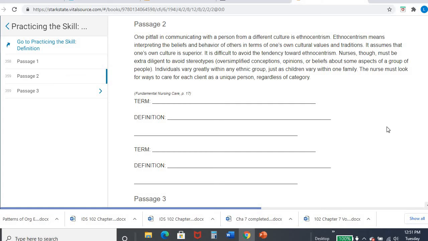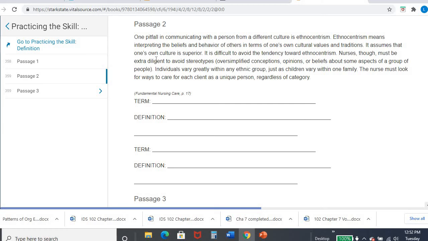Let's go ahead. One pitfall in communicating with a person from a different culture is ethnocentrism. Ethnocentrism means interpreting the beliefs and behavior of others in terms of one's own cultural values and traditions. It assumes that one's own culture is superior. It is difficult to avoid the tendency toward ethnocentrism. Nurses, though, must be extra diligent to avoid stereotypes, oversimplified conceptions, opinions, or beliefs about some aspects of a group of people. Individuals vary greatly within any ethnic group, just as children vary within one family. The nurse must look for ways to care for each client as a unique person, regardless of category.